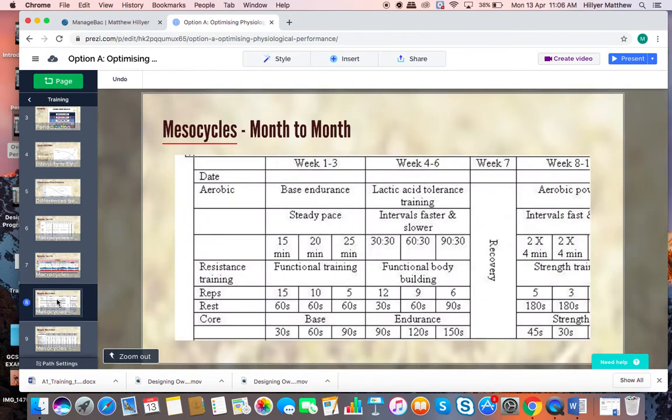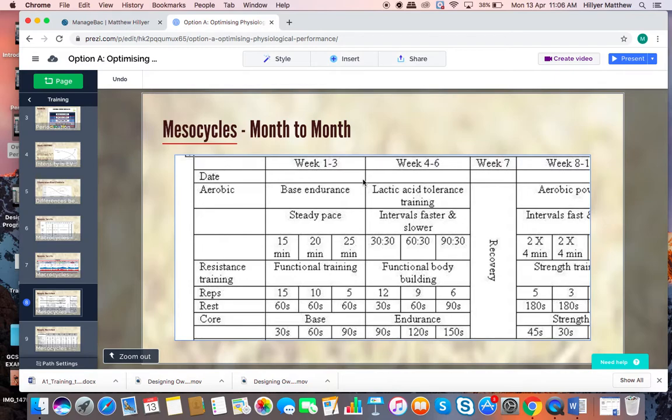Okay, the last couple of things here are not too long, and these are just some examples as well. You can see here a mesocycle, very much focusing on aerobic here. Could be base endurance, steady pace. So this is continuous training. These are intervals. So he's going to do 3 weeks of steady pace, then the following 3 weeks on an interval of faster and slower.